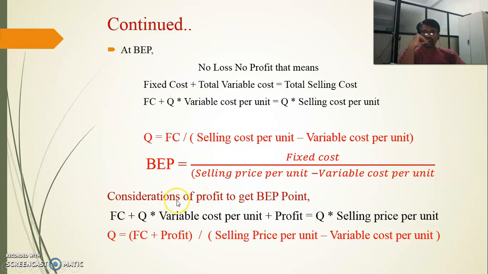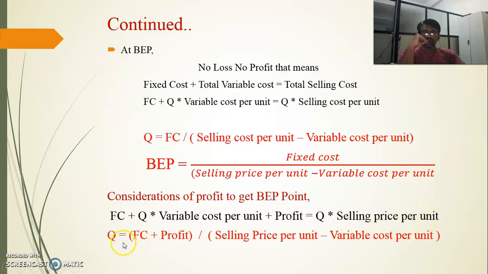Now hereafter, if we consider the profit to get the BEP, if we require to increase the profit so that the BEP becomes earlier, how should the formula be? And for that purpose, here we have considered that the fixed cost plus Q into variable cost per unit plus profit should be equal to Q into the selling price per unit.